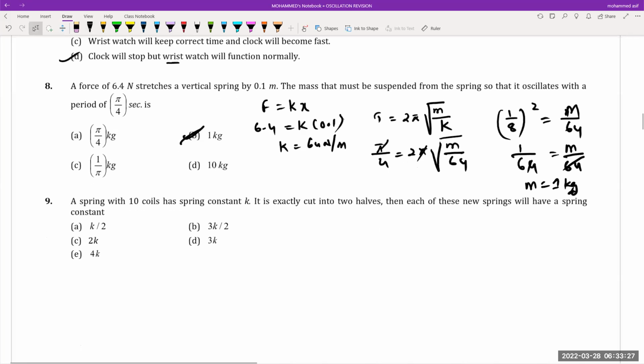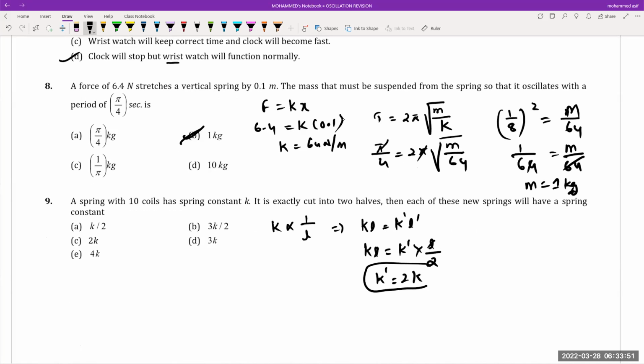Next one. A spring with 10 coils has a spring constant K. It is exactly cut into two halves. Then each of these new springs will have a spring constant of how much? Spring constant मैंने आप लोगों को बताया था K is inversely proportional to the length. यानी K into L will be equal to K into L dash. So K into L will be equal to K dash into L dash, which is nothing but half. L और L चले गया तो K dash will become how much for me? 2 times of K. K dash will become how much for me beta? 2K.